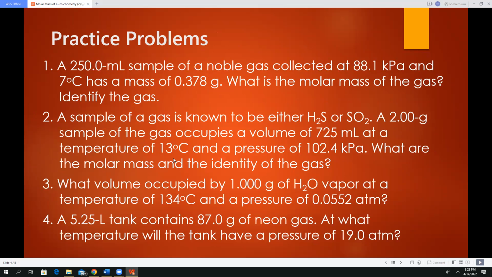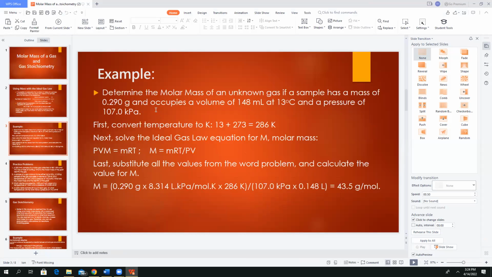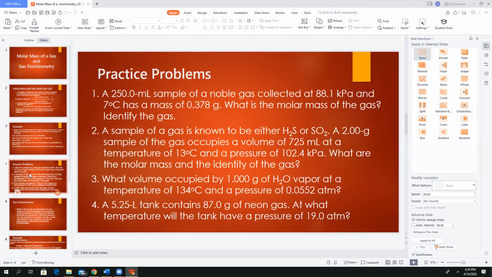You have 4 of them. I can copy and paste them on a document if you want. I think I'll do that. Yeah, I think I'll go ahead and do that. And you guys can start doing it now. So these are going to be your mass with ideal gas law problems.